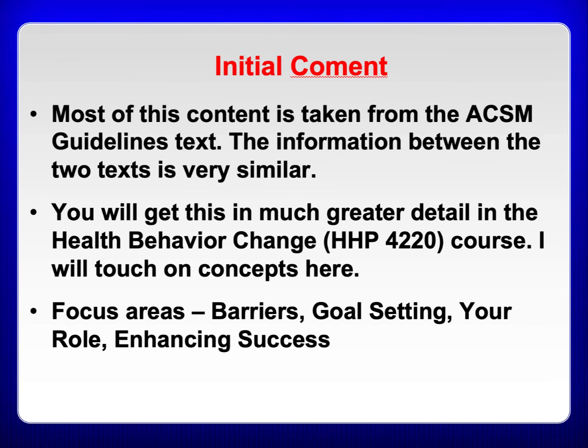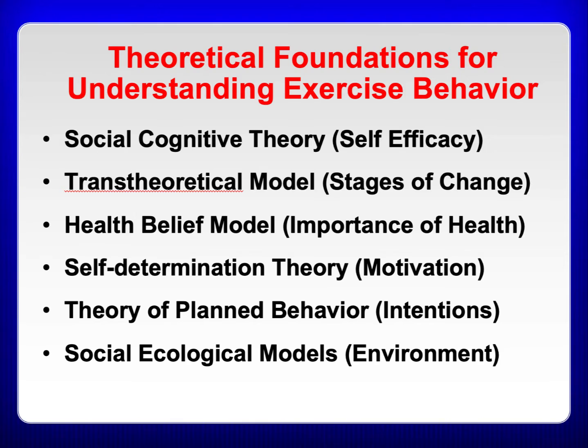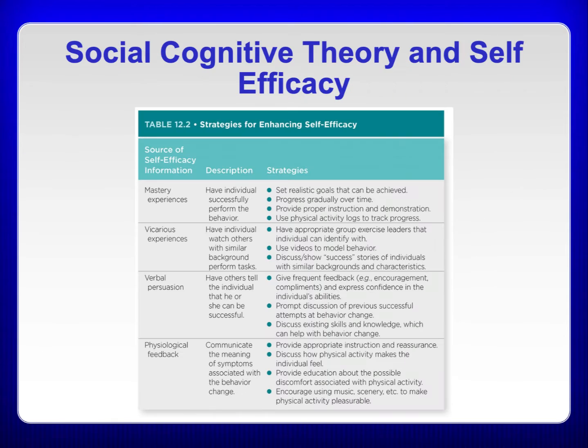So some basic theories that we'll be talking about. The social cognitive theory that's associated with self-efficacy, the transtheoretical model, stages of change, health belief model, the importance of health, the self-determination theory, which is associated with motivation, and the theory of planned behavior. What are your intentions? And the socio-ecological model, which talks about the environment that you're living in. And by environment, that's also the people that are around you.